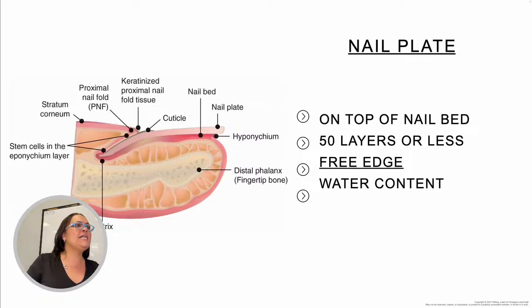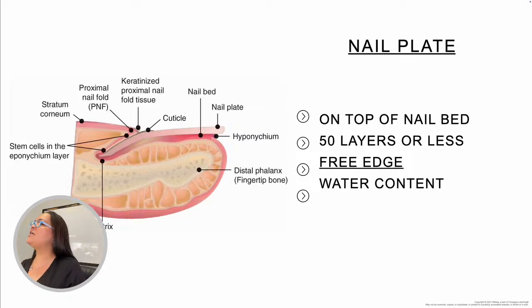So as the nail grows from the matrix, it's sliding up that nail bed, okay? Sliding up that nail bed and growing out towards what we call the free edge. We know, as professional nail techs, we want to call it what it is, okay? It's not the tip. It's the free edge, all right? And the free edge, why do we call it the free edge?